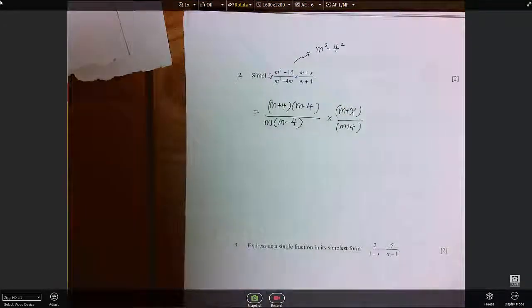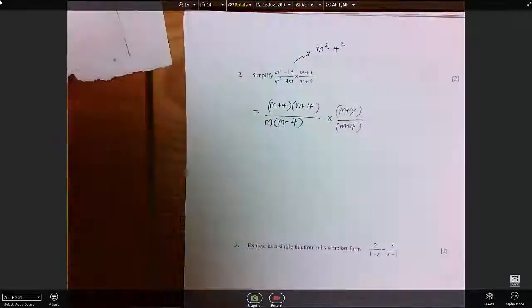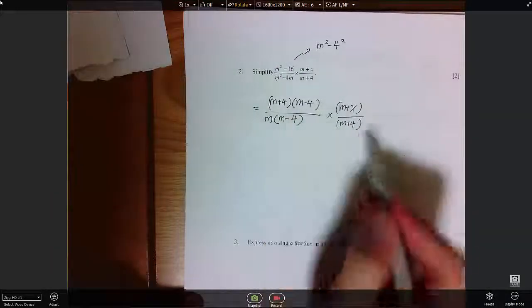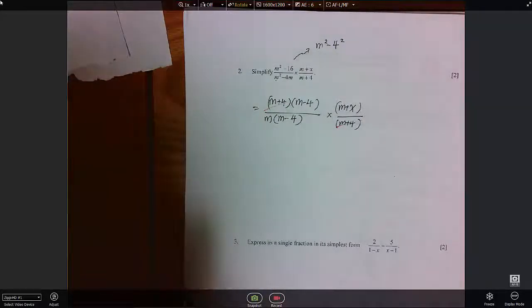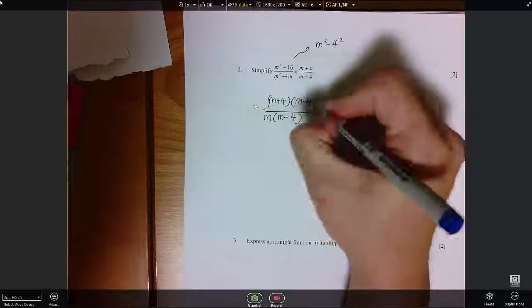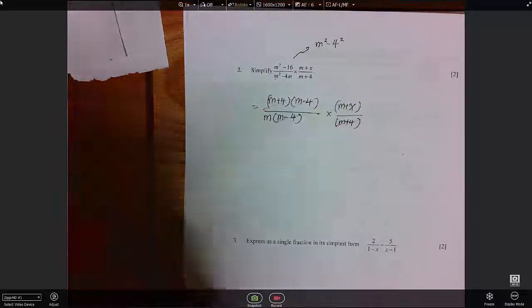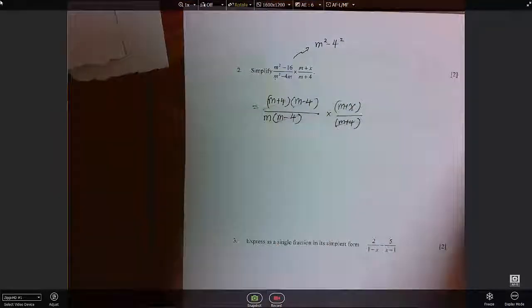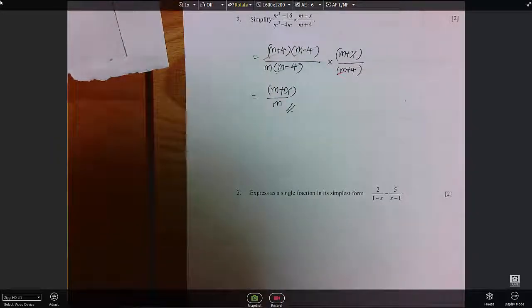Okay, what can we eliminate? If you notice, what we can eliminate is m plus 4 and m plus 4. So we eliminate these two. Now notice we can also eliminate m minus 4 and m minus 4. I eliminate those. I'm just left with m plus x over m, and my final answer is m plus x over m. You want to put a bracket? Also can, no problem. You're done with question 2.